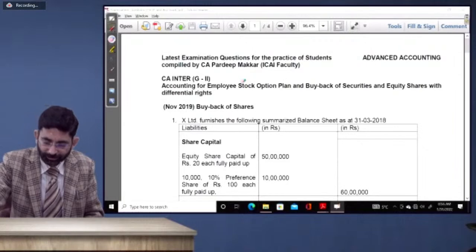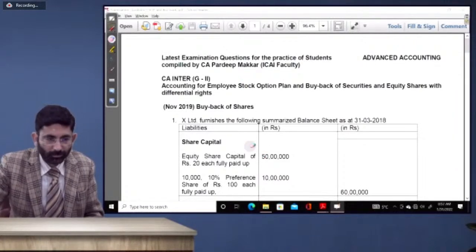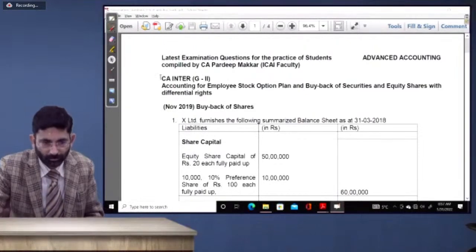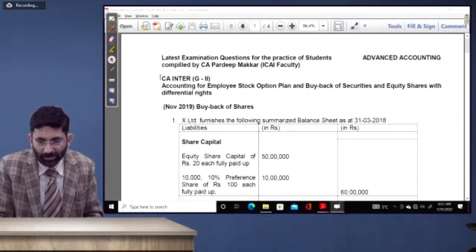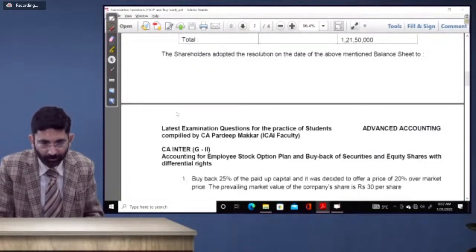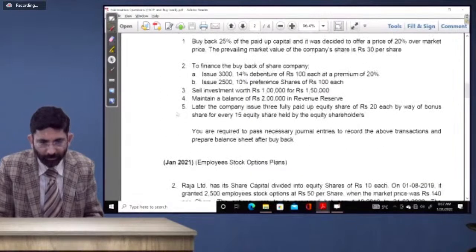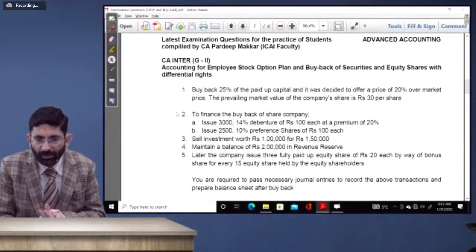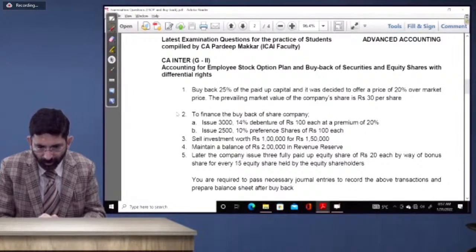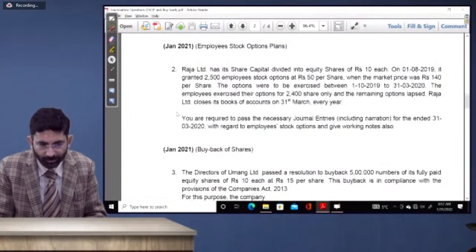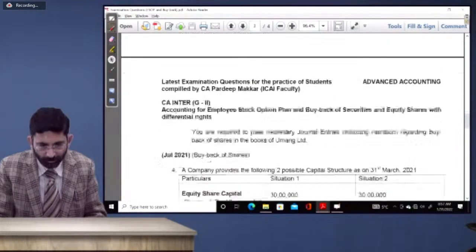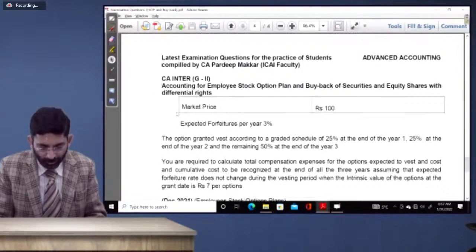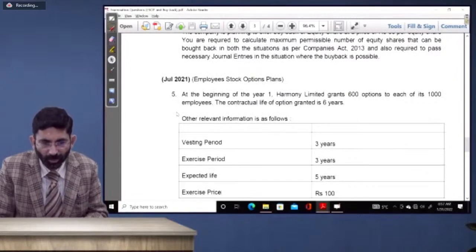Let's see the examination questions given to you. Good questions, just see which type of question comes into your exam. This question has come into your exam: accounting for employee stock option plan. This is a buyback question. This question came in your July 2021 exams.